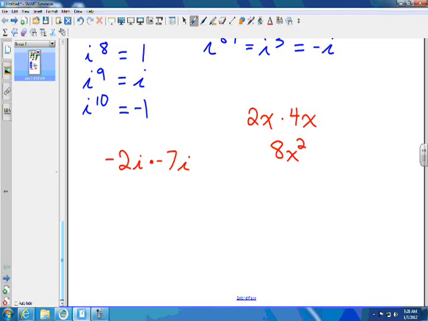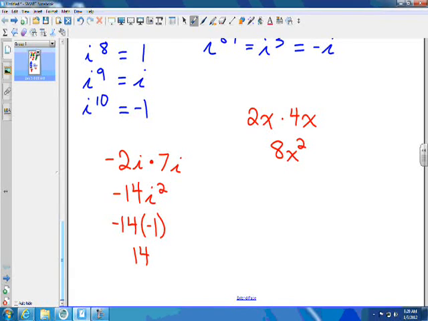So negative 2 times negative 7. It's not negative 7, I didn't figure it was. Times positive 7i. Negative 2 times positive 7 would be what? Negative 14 now. And then i times i is i squared. And what do we change that to? Negative 1. So basically you now have negative 14 times negative 1, which is positive 14.